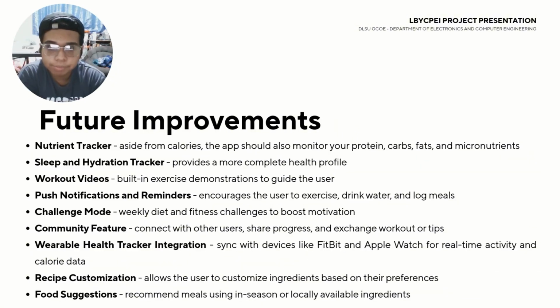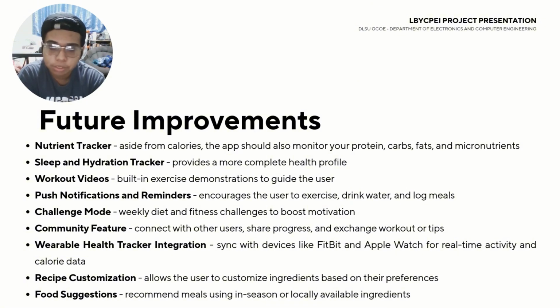These are the possible future improvements for the app. First is a nutrient tracker. Aside from calories, the app should monitor your protein, carbs, fats, and micronutrients. Next is a sleep and hydration tracker. This provides a more complete health profile. Next, workout videos: built-in exercise demonstrations to guide the user. Next is push notifications and reminders. Encourages the user to exercise, drink water, and log their meals.